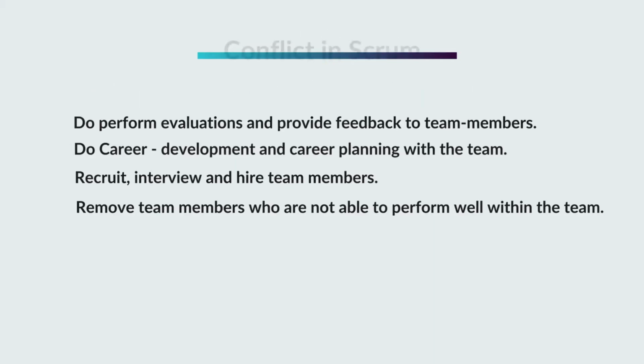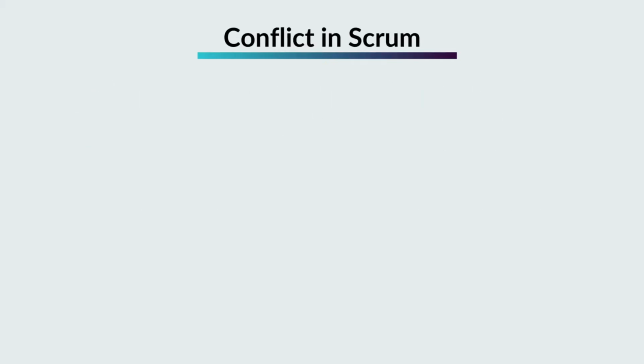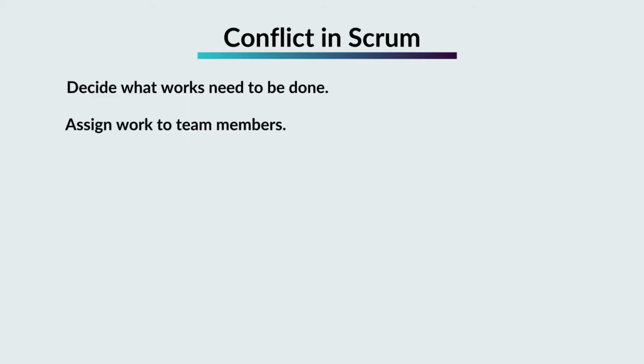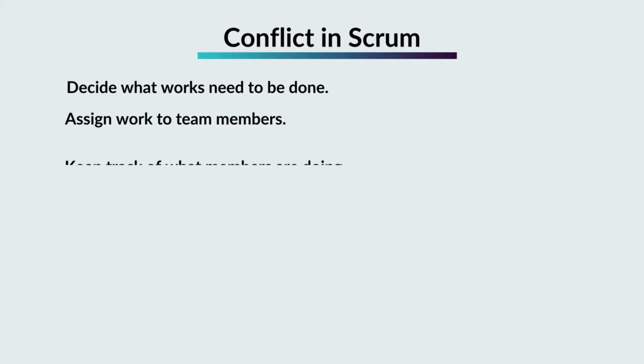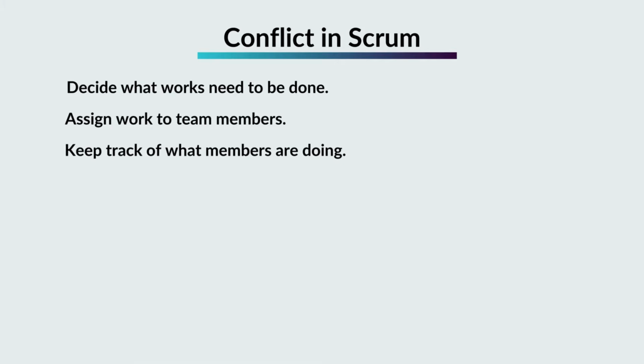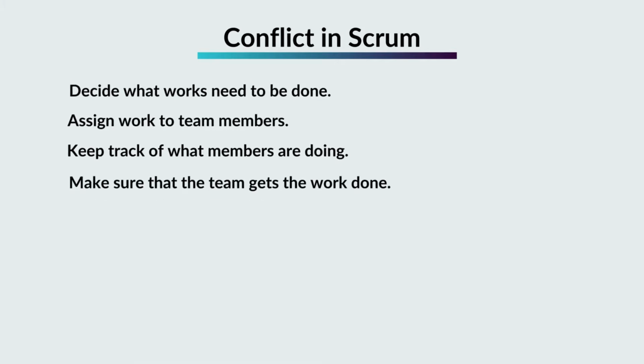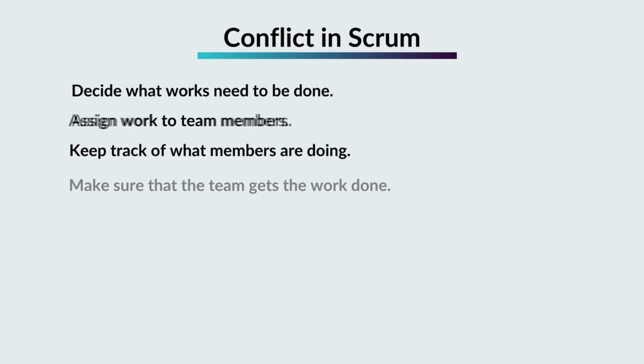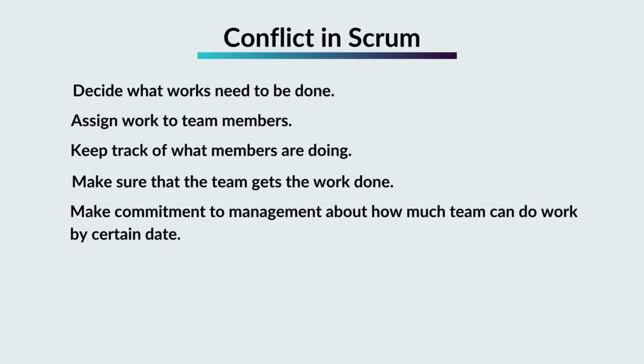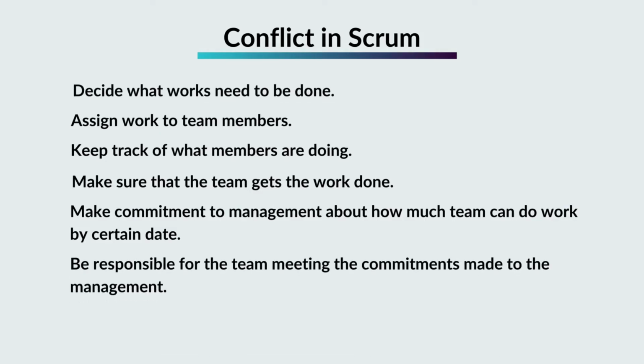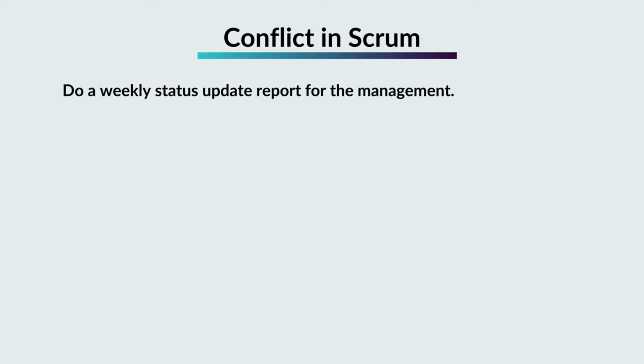Conflict in Scrum. Decide what work needs to be done. Assign work to team members. Keep track of what members are doing. Make sure that the team gets the work done. Make commitments to management about how much work the team can do by a certain date. Be responsible for the team meeting the commitments made to the management. Do a weekly status update report for the management. Do a weekly team staff meeting.